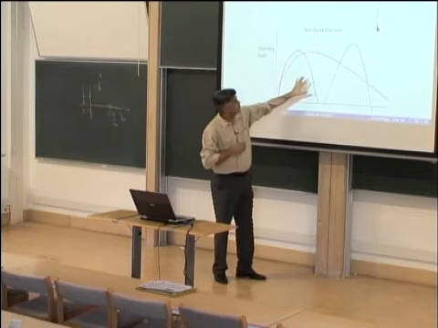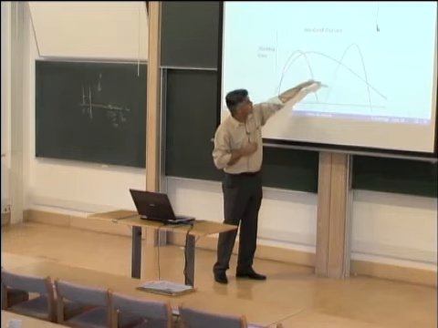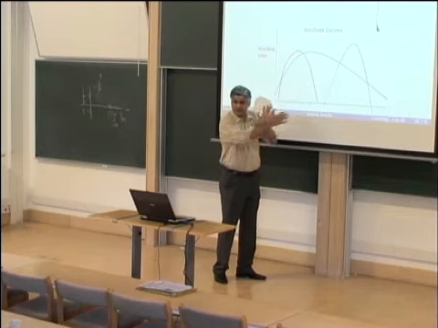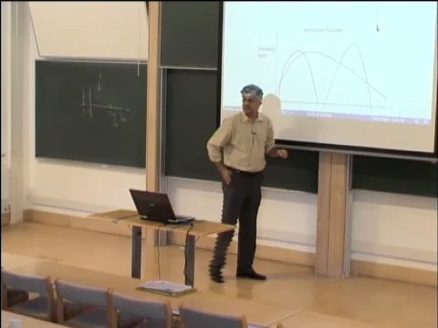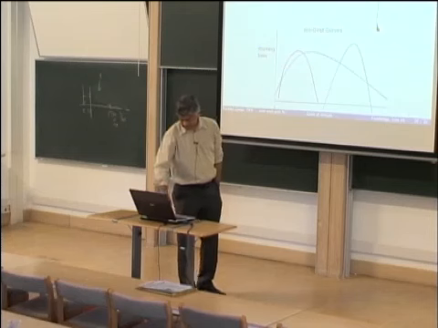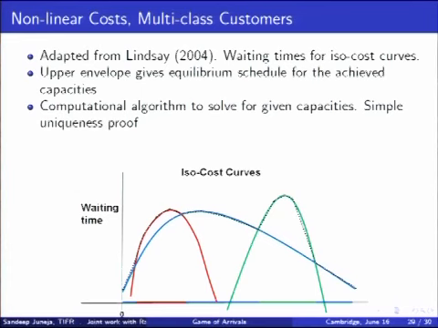We'll do it for one, then we'll do it for another class. When we do it for another class, it gets more capacity, but it eats into capacity given to other classes. But the overall capacity increases. So one can show that this algorithm will actually converge, and it will converge to a unique point. That's an easy thing to show. So the upper envelope gives the equilibrium schedule, and computations are going to solve for these capacities.